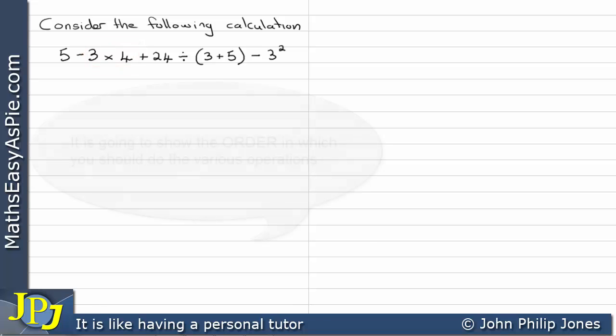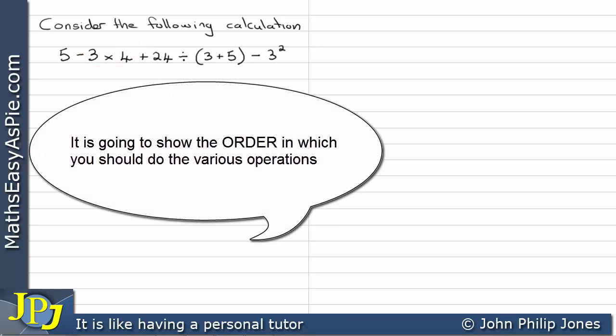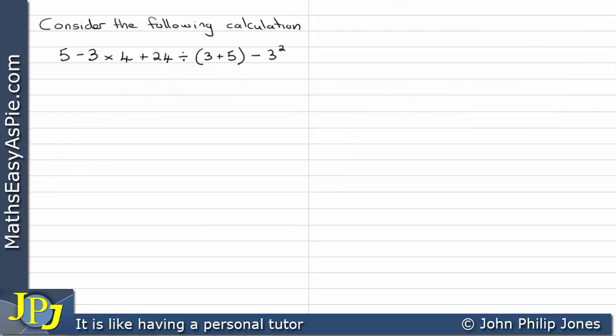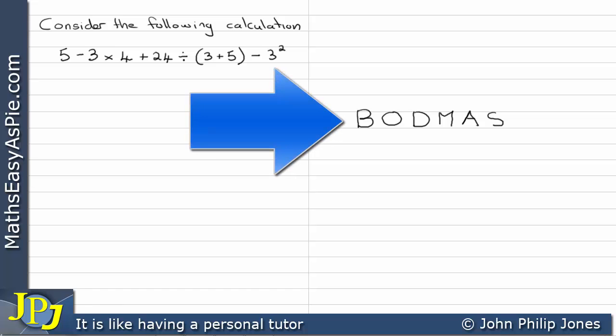Now, this is what this video is about. It's going to give you the way in which you must perform the individual calculations. And the first thing you need to do is to do this bracket here, where 3 plus 5 becomes 8. But what should you do next? Well, the answer is you should do this here, 3 to the power of 2. A useful memory aid to assist with deciding which of the individual calculations you need to do first is the word BODMAS.